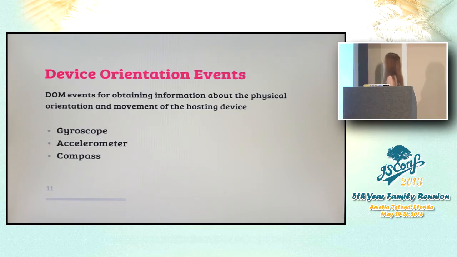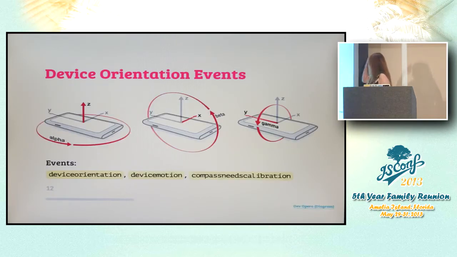And another cool feature, another thing you can just do with JavaScript, is device orientation events. These are three DOM events to get information about the physical orientation and movement of the device. The basic information you can get is from the gyro, accelerometer, and compass. This diagram comes from the DevOpera website. I took it from there, and you should read it. It's a pretty good, informative web page.